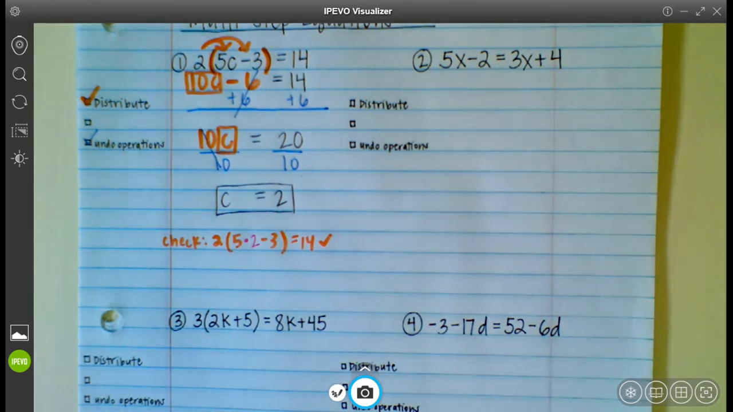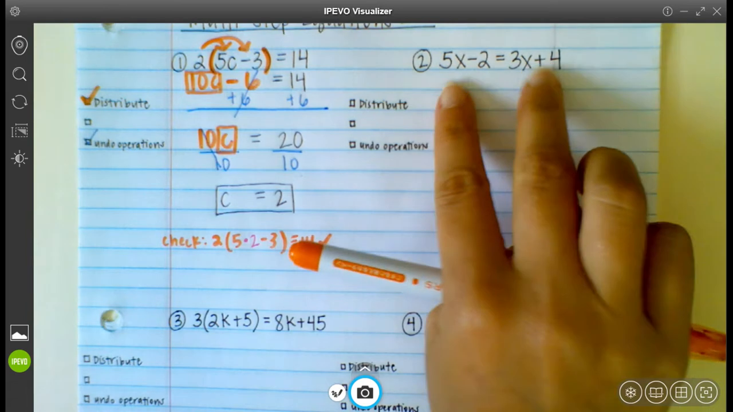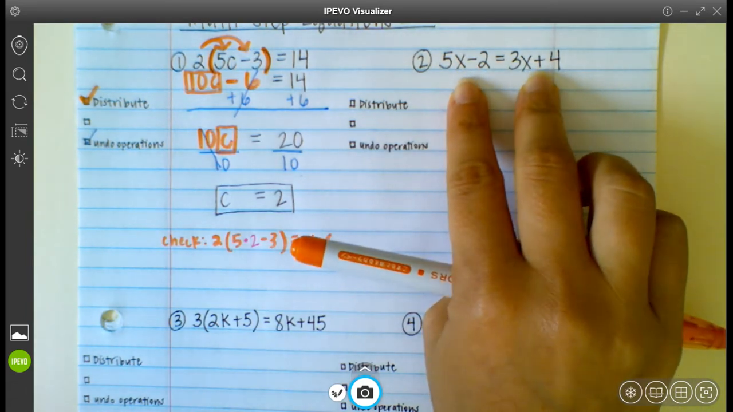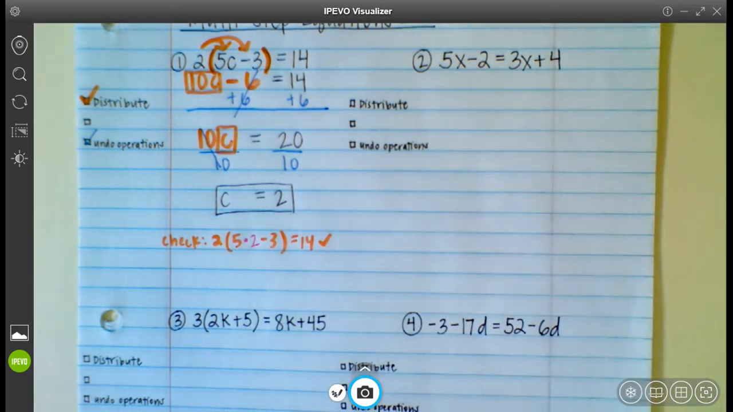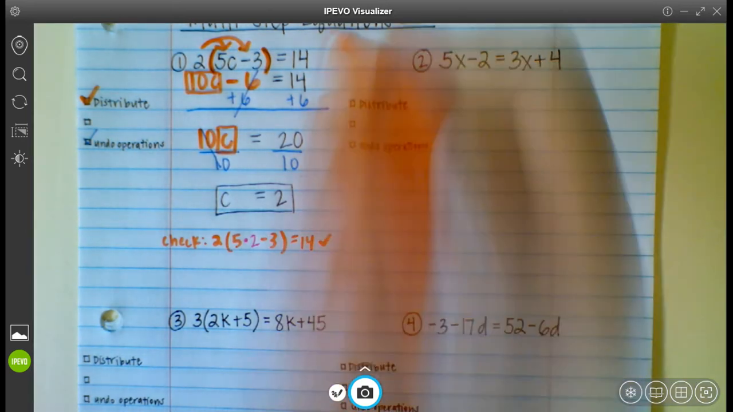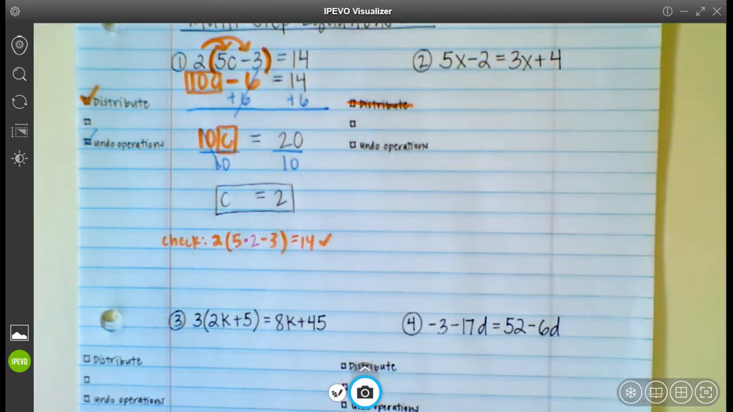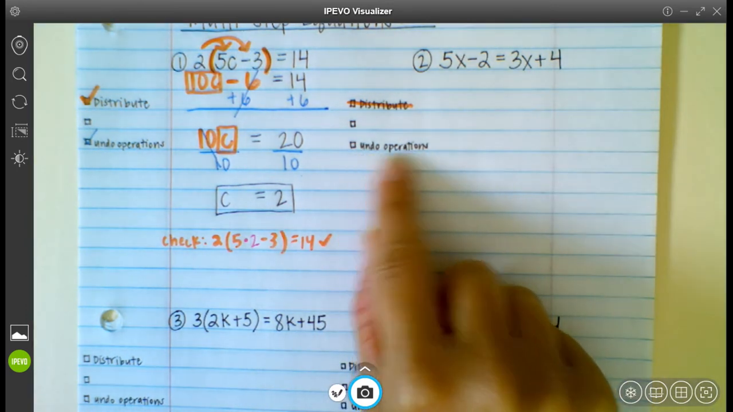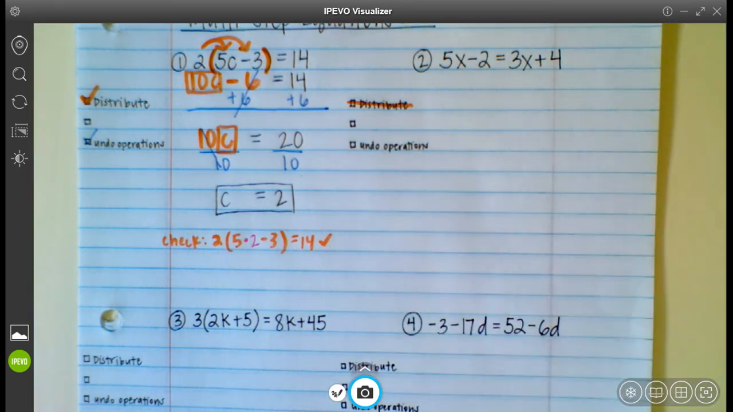All right, so let's take a look at number 2. Number 2 is a little bit different. Notice there are no parentheses. So if you don't see any parentheses on either side, then that means we won't be distributing. So cross it out. We will not be distributing here, which means the only way I can go about this is to undo my operations on either side.